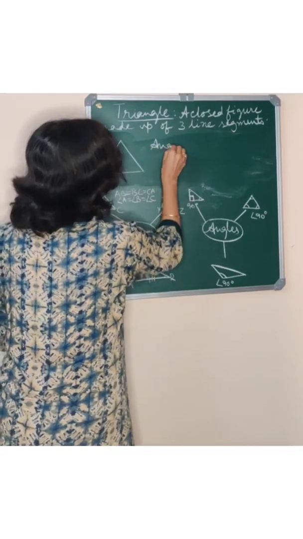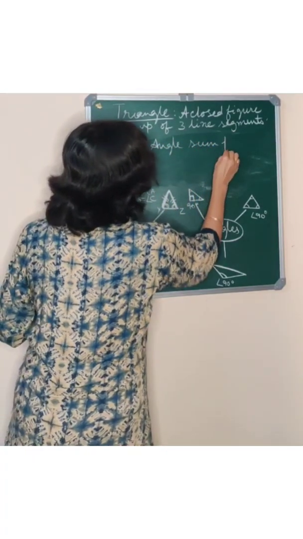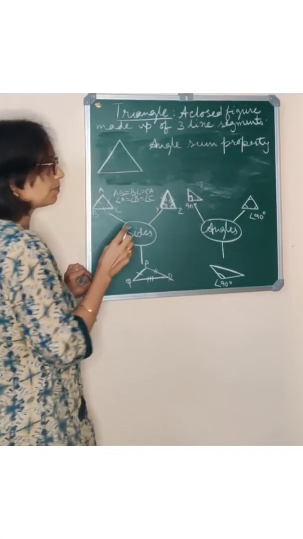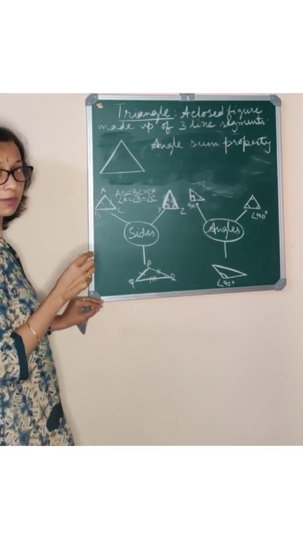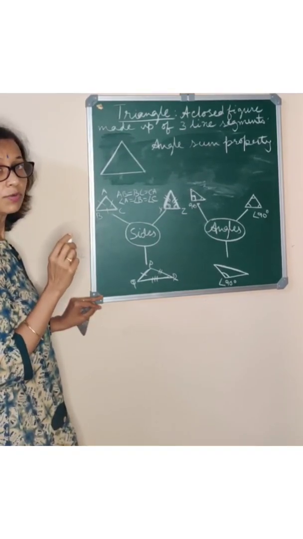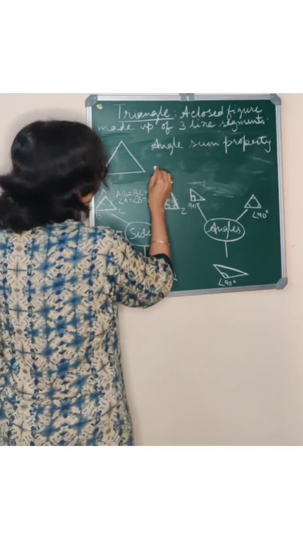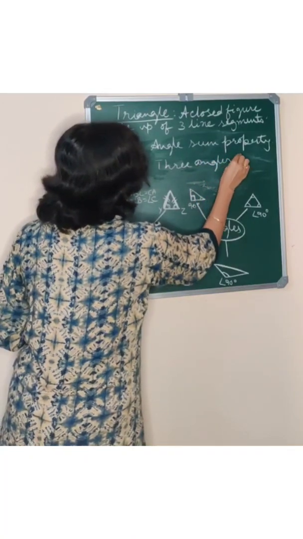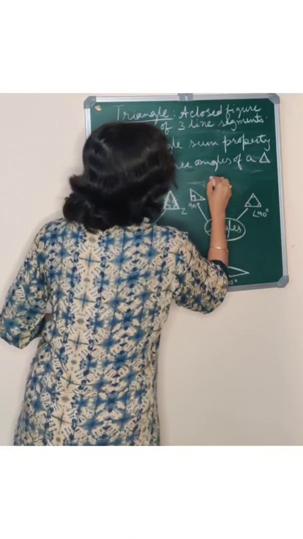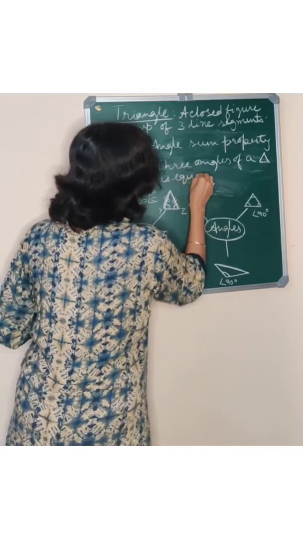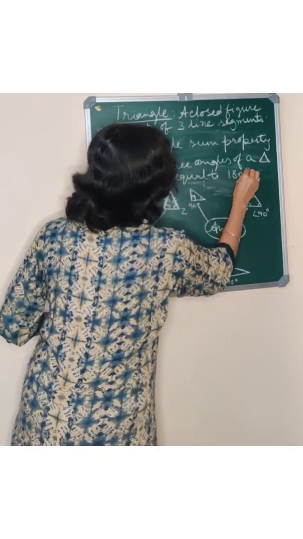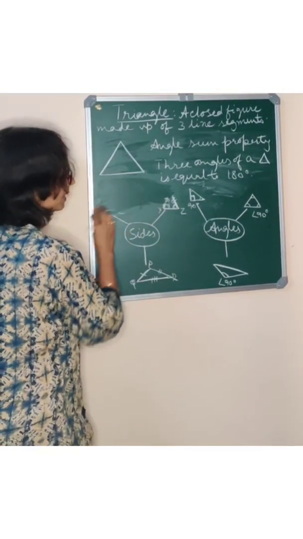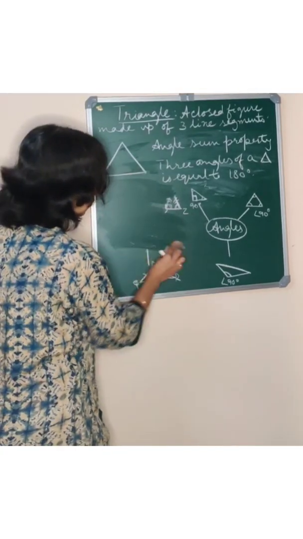Angle sum property. Now in angle sum property, the sum of the three angles of a triangle is 180 degree. So three angles of a triangle is equal to 180 degree. That's what you have to understand. How we need to understand? Now let's see how we get 180 degree.